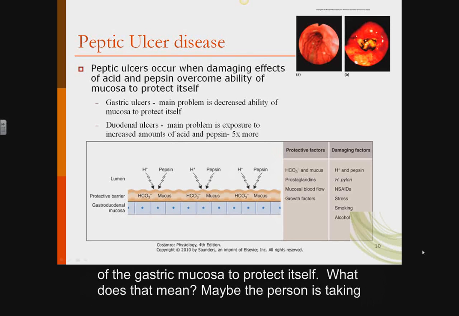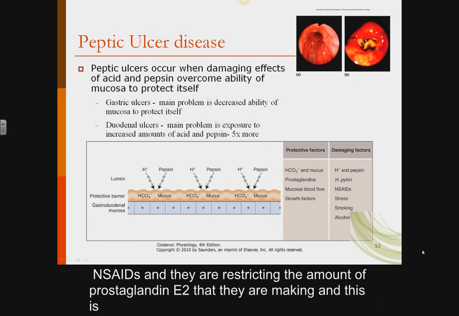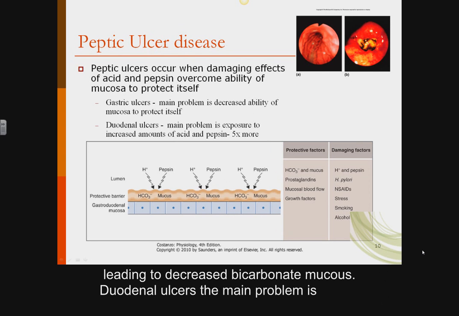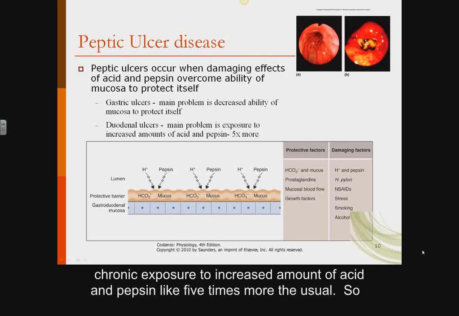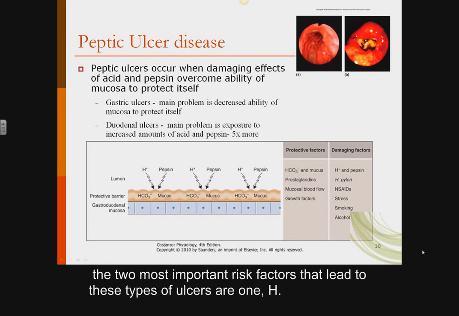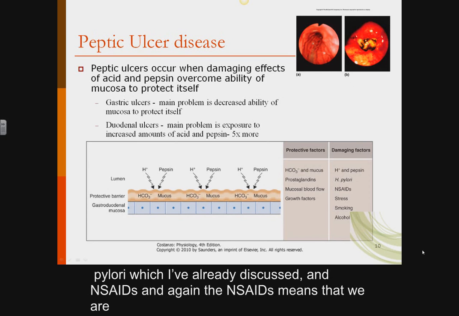Now, gastric ulcers are usually a problem of decreased ability of the gastric mucosa to protect itself. What does that mean? Maybe the person is taking NSAIDs and they are restricting the amount of prostaglandin E2 that they are making, and this is going to lead to decreased bicarbonate mucus. Duodenal ulcers, well, the main problem is chronic exposure to an increased amount of acid and pepsin, something like 5 times more than usual.